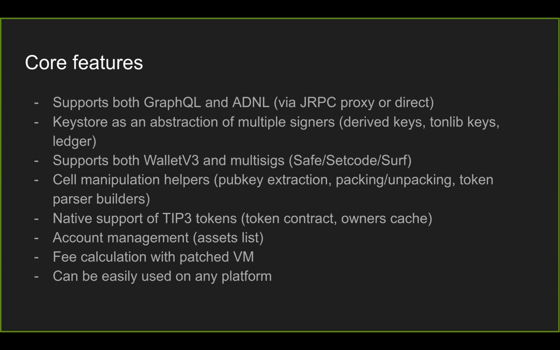As a key store, we made some abstract wrapper around derived keys, TonLib keys, and Ledger. Ledger is not published yet, but it is fully supported on the core level. Derived keys are stuff which allows you to use one seed for multiple accounts. It has support for multiple contract types, including old ones: wallet v3 and old multisig.